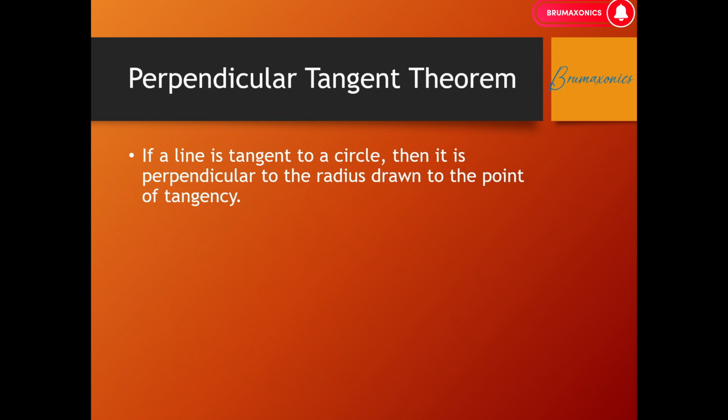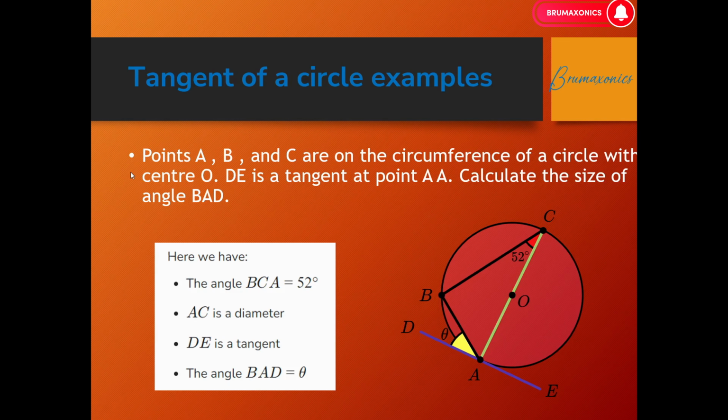This is very vital. So there is the perpendicular tangent theorem, and with that, they say that if a line is a tangent to a circle, then it is perpendicular to the radius drawn to the point of tangency. So now you can see that the tangent of a circle will definitely be D and E, right? So with this, you are able to know that the angle between these points here will be 90 degrees.